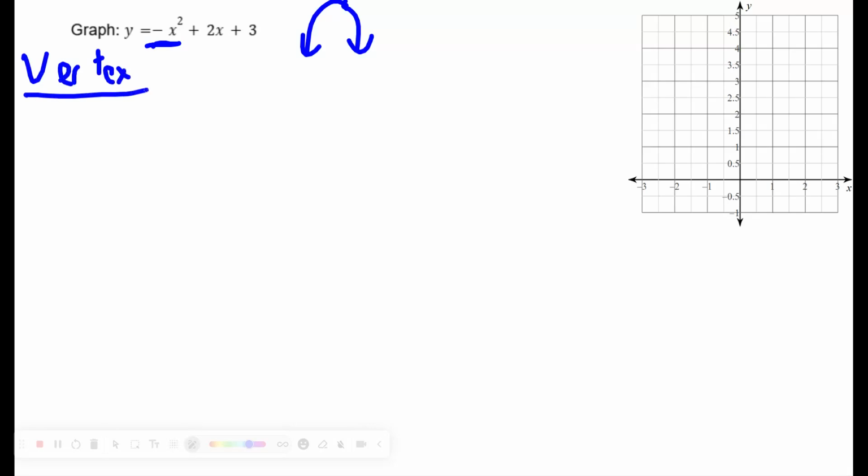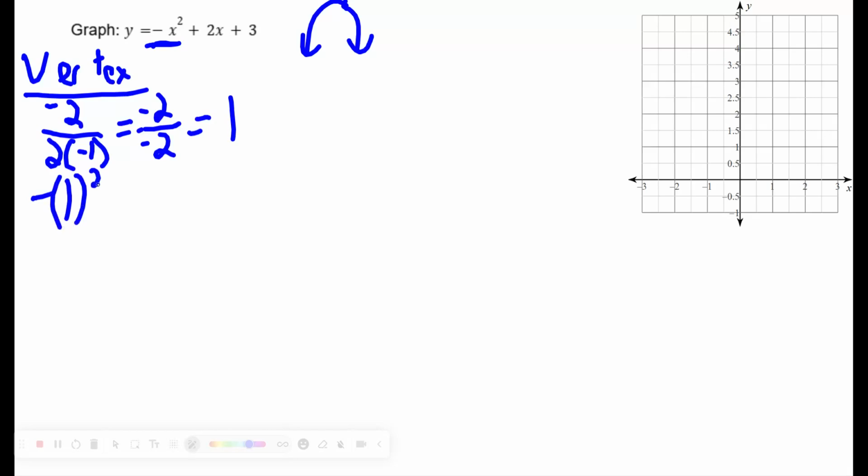So we're going to do -b over 2a. My b value is 2, and it's going to be -2 over 2 times -1. -2 divided by -2 is 1. Okay, so my x value is 1. Now I'm going to plug that back into the equation to solve for y. -1 squared plus 2 times 1 plus 3.